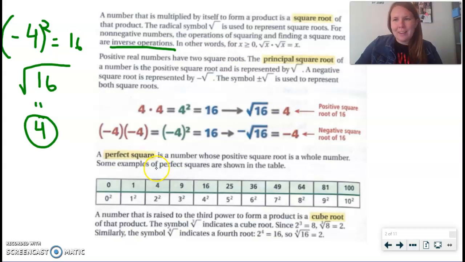Okay, I know that was a lot to take in, so you can always pause it and write down a few notes as you go through. But for the most part, if it's got a radical sign, assume that your answer is going to be positive unless it's got a symbol on the outside.